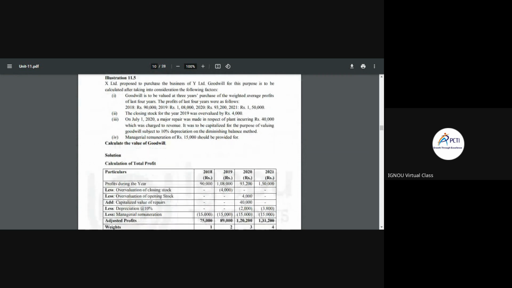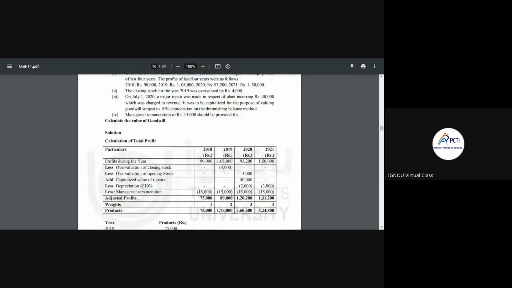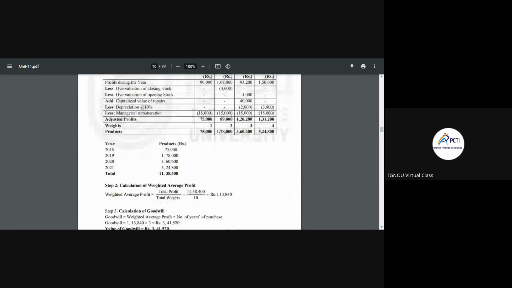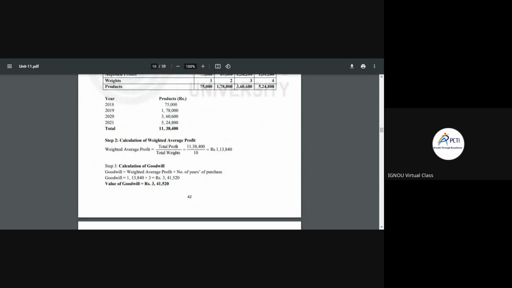Like this, we have a different example. In this example, there is a depreciation, and we will deduct the depreciation from the year which is given in the diminishing balance method, and that will be for rupees 40,000 from July 1, 2020. So we deduct accordingly. We also deduct the managerial remuneration of rupees 15,000 from the profits of each year. So like this, you can calculate the weighted average profits.